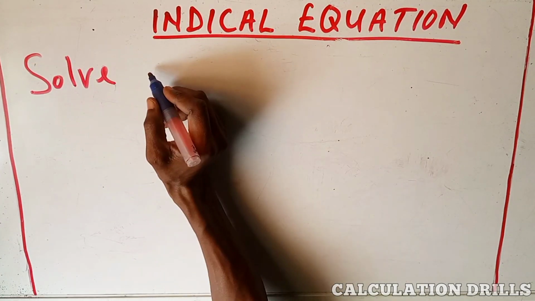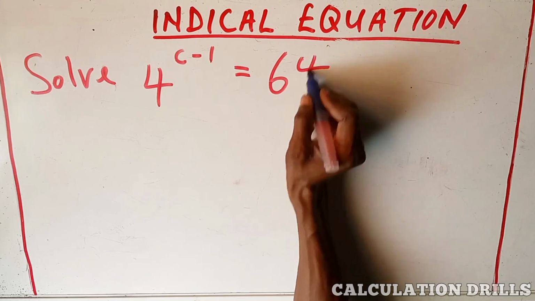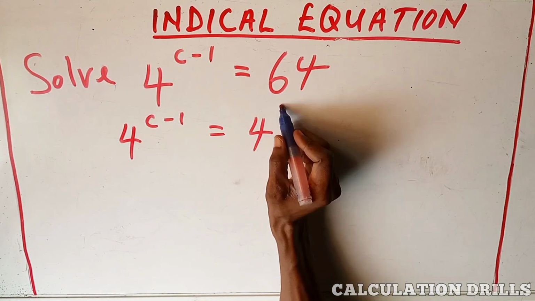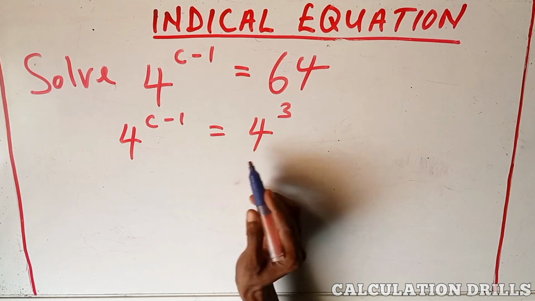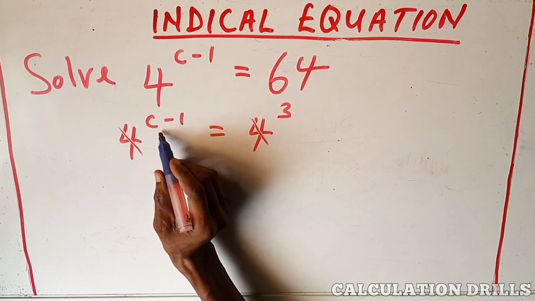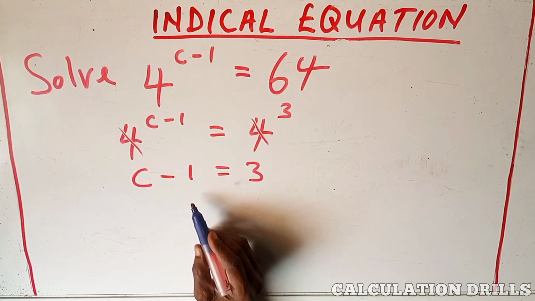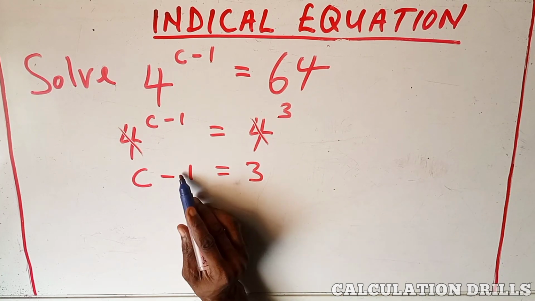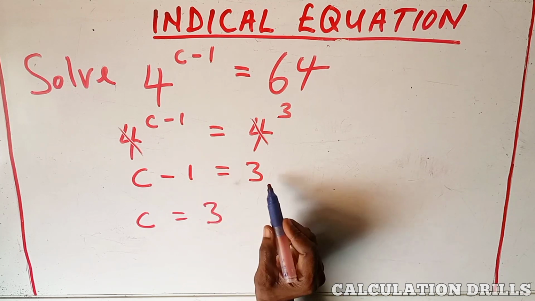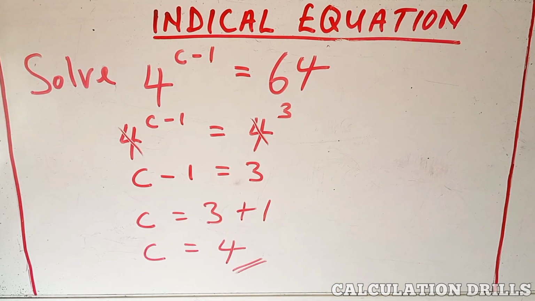The next example, we are given 4 raised to power c minus 1 equals 64. So we have to find 4 raised to power what will give us 64, and that is 3. Then we cancel both bases. c minus 1 equals 3. We collect like terms. c equals 3, then when the other one moves to the other side, it becomes positive. So 3 plus 1 will give you 4.